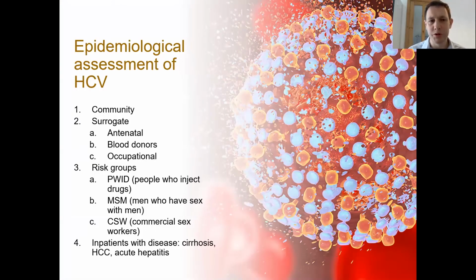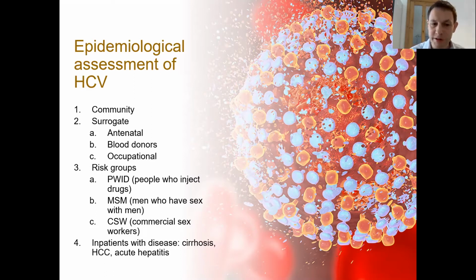So in terms of an epidemiological assessment of hepatitis C prevalence, there are different ways to try and make an estimate of the prevalence within the community. Clearly, we're interested in high-risk groups, such as people who inject drugs, men who have sex with men, and commercial sex workers. But in terms of looking at the community prevalence, often surrogate groups that are quite easy to access, such as antenatal pregnant women, blood donors, and occupational groups are often used as surrogates for the community prevalence. But in this study, we aim to get an assessment of the community prevalence within the general population.